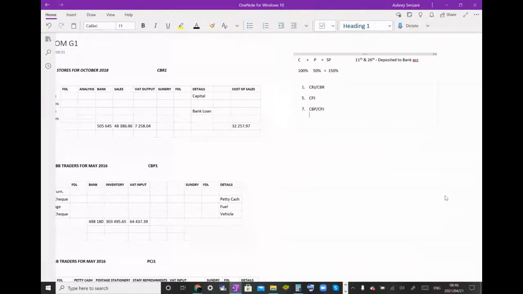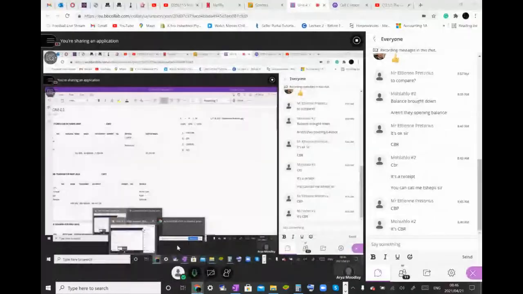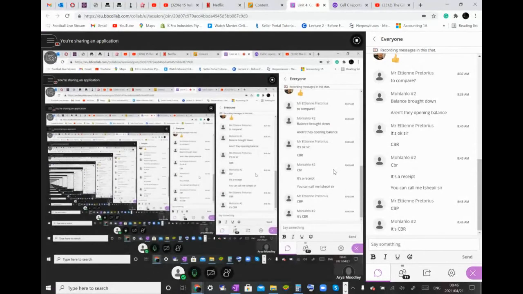Then on the 9th, okay, on the 9th, we bought stationery for the office and paid from the petty cash journal. All right, so this is going to come out of the petty cash journal. Okay, I think somebody raised a hand. Did somebody raise a hand?